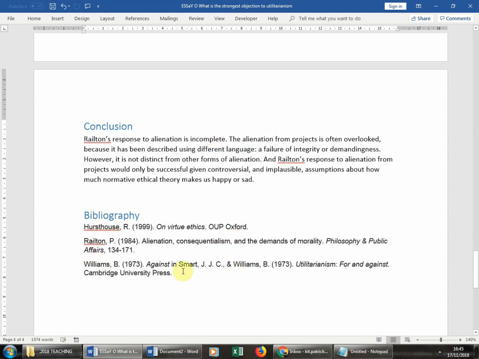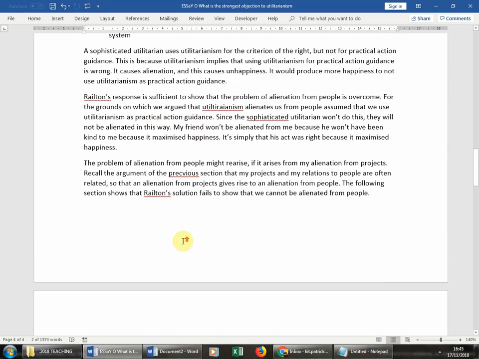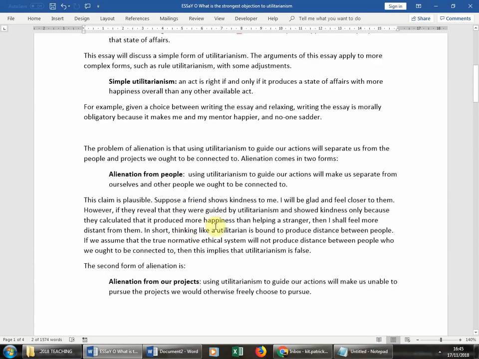Everything's in order. It's all done in a systematic way. It's all clear. I could easily work out how to go and read Hursthouse. Just search for On Virtue Ethics. It's apparently published by Oxford in 1999. Overall, this essay is really good.